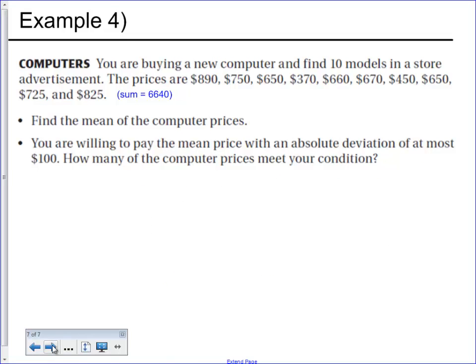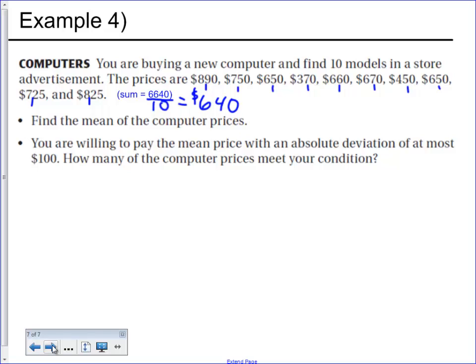Example number 4. You're buying a new computer and find 10 models in a store advertisement. The prices are listed as follows. We have a sum there. There must be a reason for that. We want to find the mean of the computer prices. Mean is the average. All right, so we got the sum already on there, so we're going to have to divide that by, we've got 1, 2, 3, 4, 5, 6, 7, 8, 9, 10 numbers, 10 prices. So 6,400 divided by 10 should give us $640.